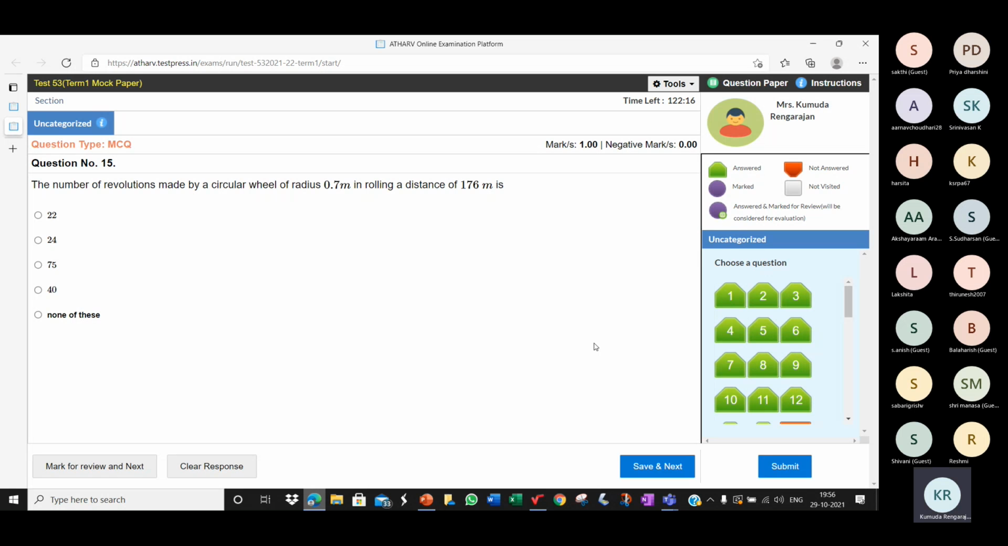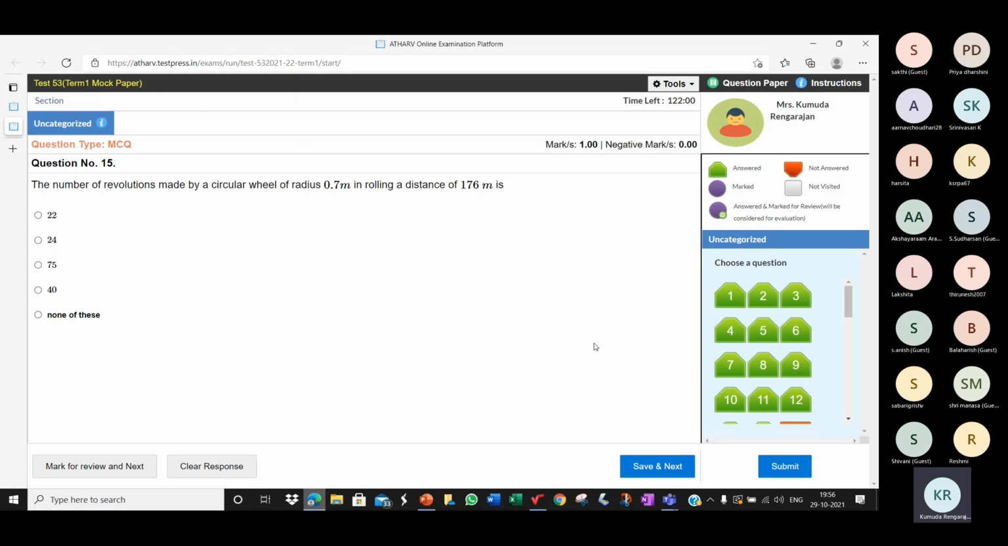What's the total distance covered? 176 meters, ma'am. What is the distance covered in one revolution? What's the formula? 4.4 meters. 2 pi r.